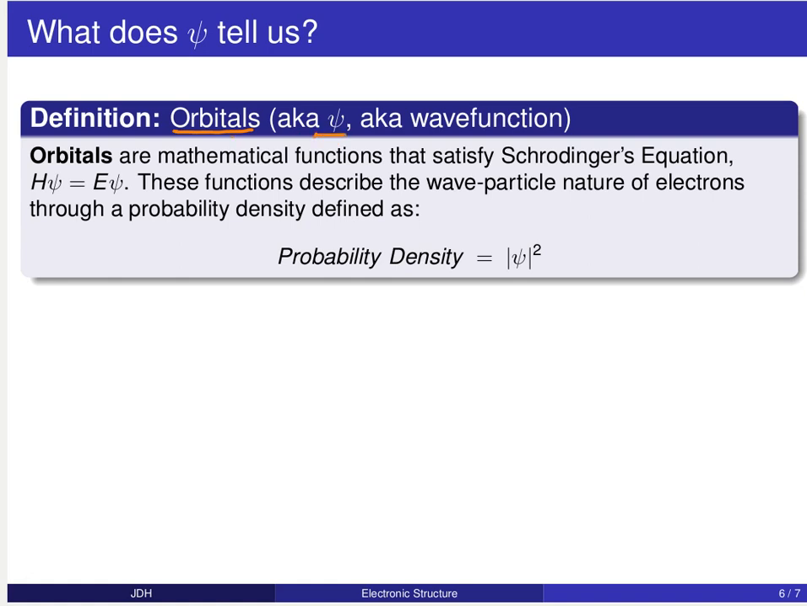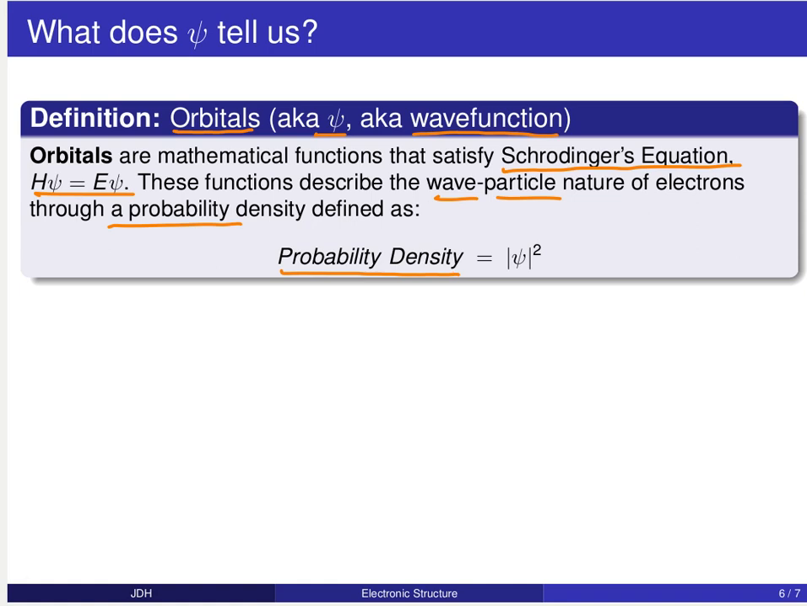We'll use psi to denote orbital or wave function. All of these terms are used interchangeably. So this definition says that orbitals are mathematical functions that satisfy Schrodinger's equation, and these functions describe the wave-particle nature of electrons, and they do this in a probabilistic way. And so if you take the modulus squared of that wave function, you end up with a probability density. Basically, you square this wave function, you get a probability density.